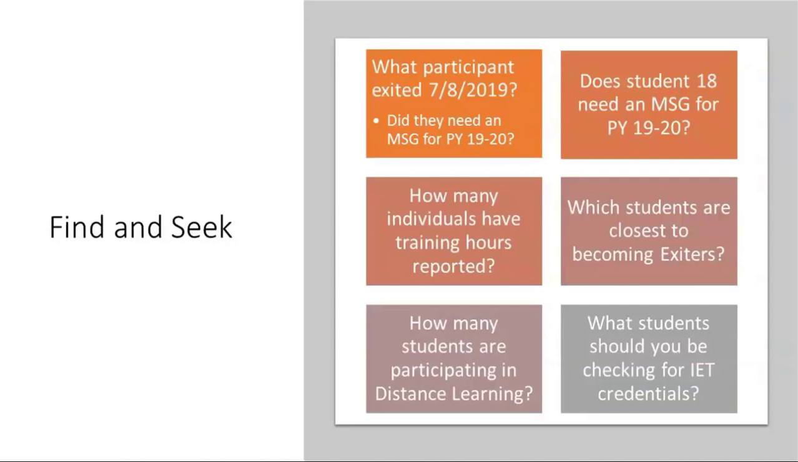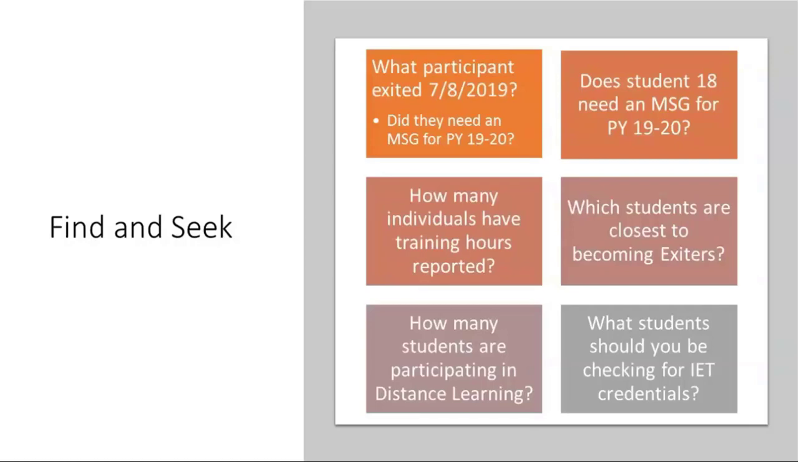So the first question in looking at the extract is, what participant exited 7/8/2019? So if somebody comes to you and says, hey, when did Jane Doe leave? Like, when was the last time she was in class? So what participant in looking at this POP report example left 7/8/2019? And the second part of that question is, did they need an MSG for the PY 2019 program year?